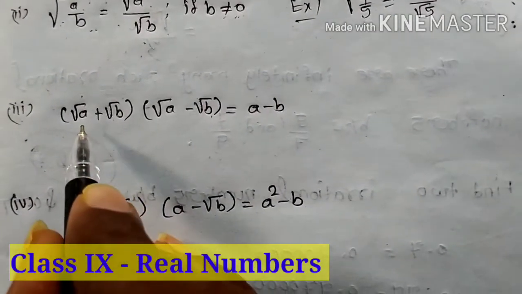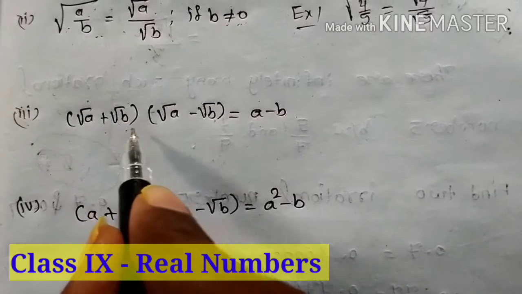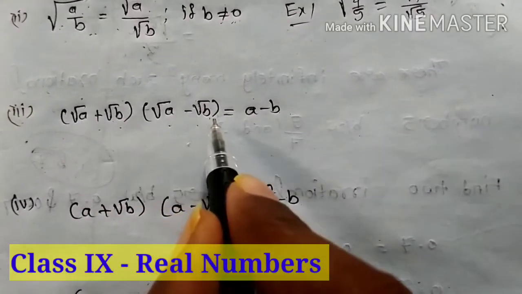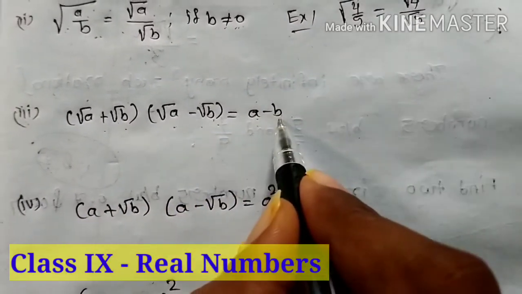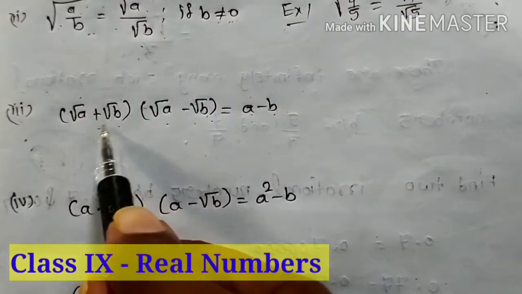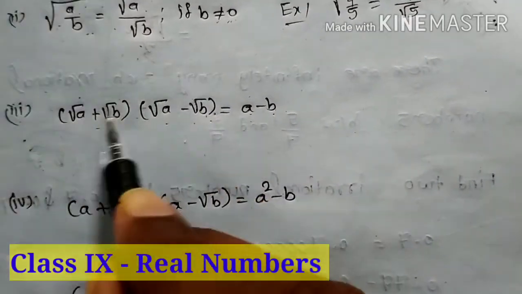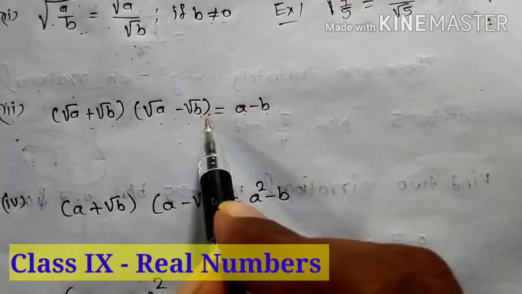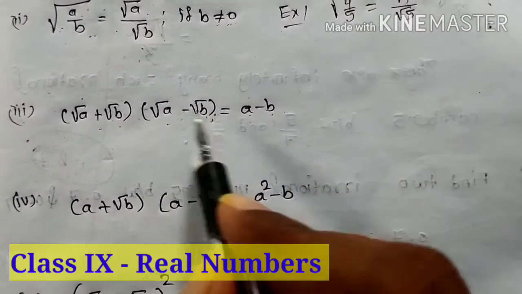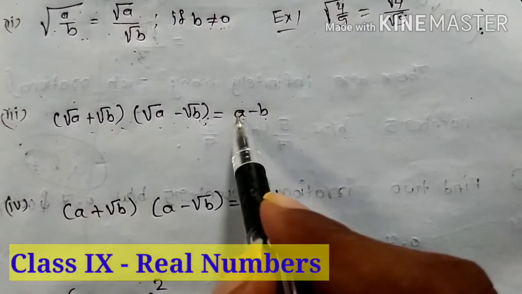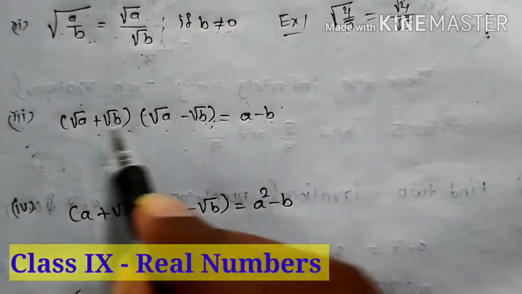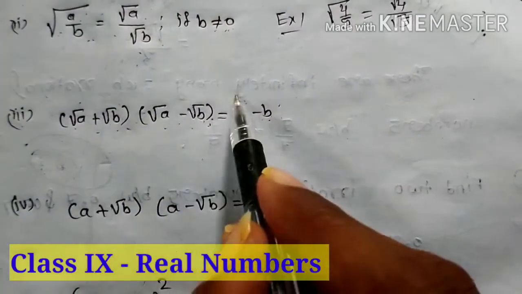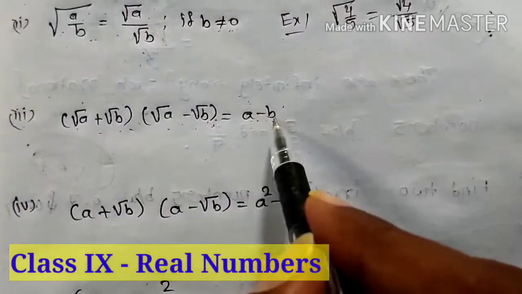See one more here: square root A plus square root B into square root A minus square root B is equal to A minus B. You can assume this is the A plus B into A minus B formula. A plus B into A minus B, which we have learned in the 8th class, is equal to A square minus B square. But here, each and every term has a square root, so the square roots will be cancelled. You will get A minus B only.